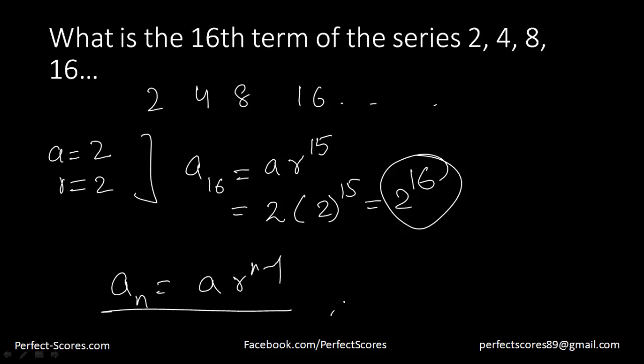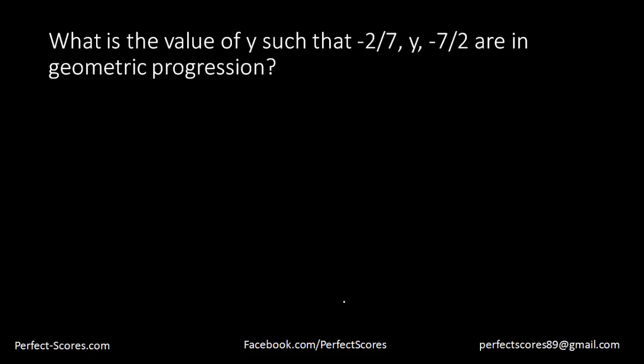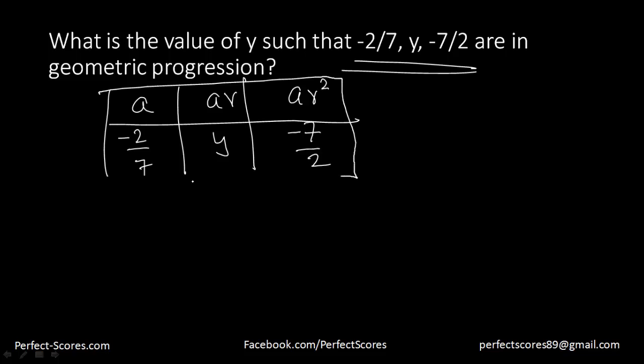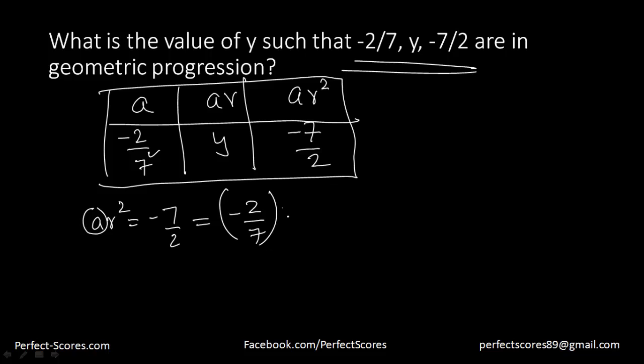Let's move on to a little more difficult question here. The question says: what is the value of y such that these three numbers are in geometric progression? So when I say these three numbers are in geometric progression, a is equal to negative 2 by 7. The second term, which is a into r, is equal to y. And the third term, that is a into r square, is equal to negative 7 by 2. So from here, I can easily grasp the value of r. The value of a is negative 2 by 7. ar square is equal to negative 7 by 2, which is equal to a, which is negative 2 by 7, into r square.